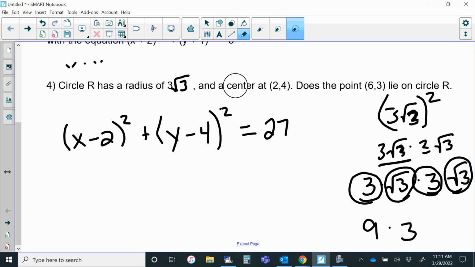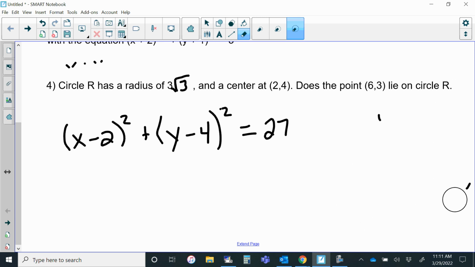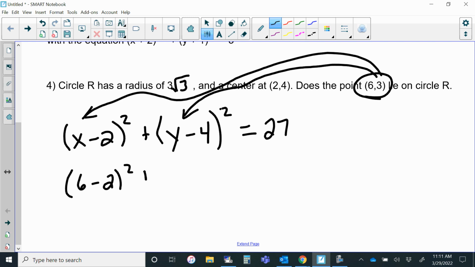What was the whole point of me getting the equation? Does 6,3 lie on it? If it's going to lie on it, 6,3 should be able to be plugged in for the x and for the y, and it should make it true. 6 minus 2 squared plus 3 minus 4 squared. Does that equal 27 is the question.